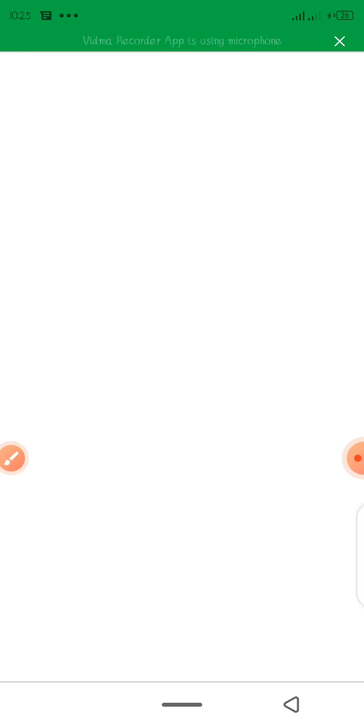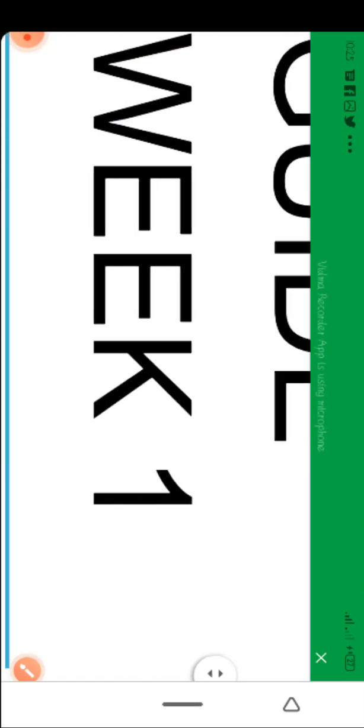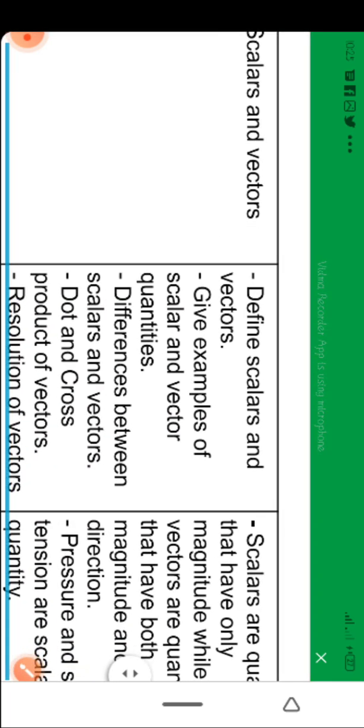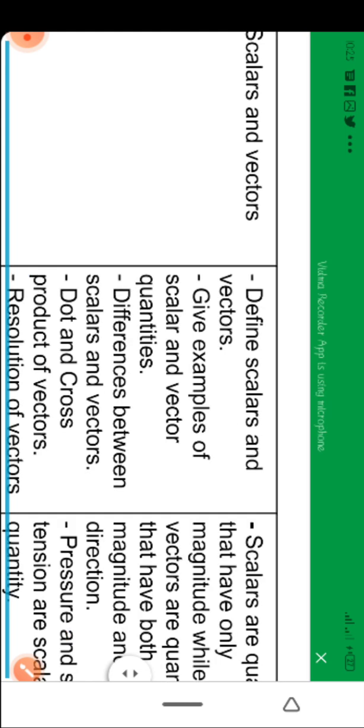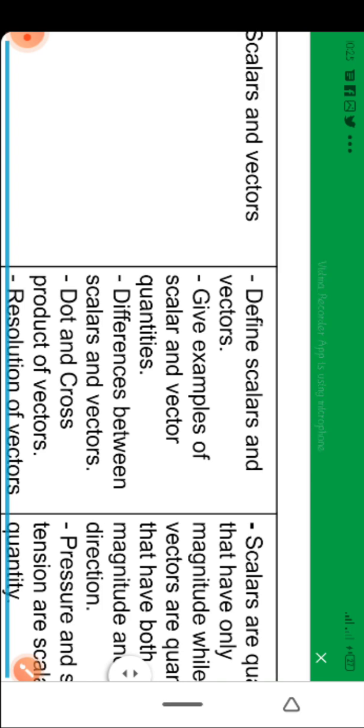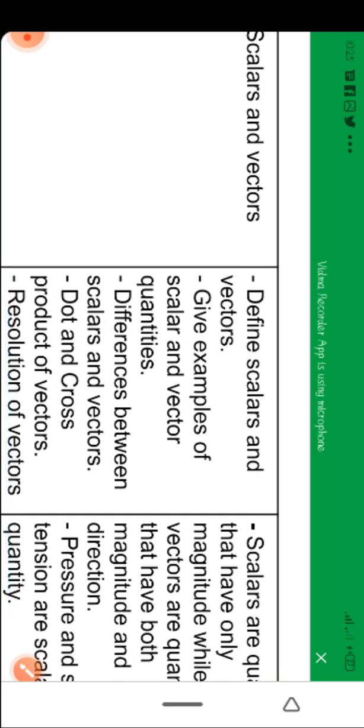Okay, so what do you understand by scalars? Scalars are quantities. We already talked about physical quantities before. This is just categorizing them based on whether they have direction or just magnitude alone. So scalars are quantities that have only magnitude, they don't have direction, while vectors are quantities that have both magnitude and direction. What that means is, when you want to quantify them, you can, but does that quantity have a particular direction?